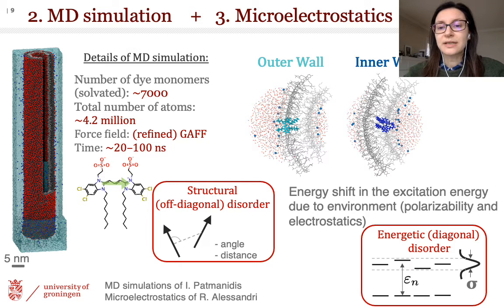We use microelectrostatic calculations to compute energy shifts in the molecular excitation energies due to the environment. We calculate the interaction between the central molecule and its surroundings, taking into account polarizability and electrostatic effects. All MD simulations and microelectrostatic calculations were performed by our collaborators in the MD group of the University of Groningen.